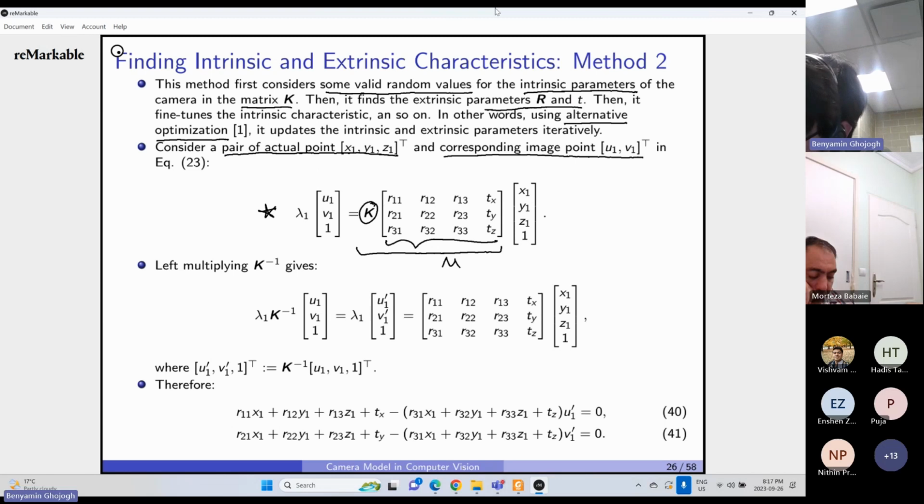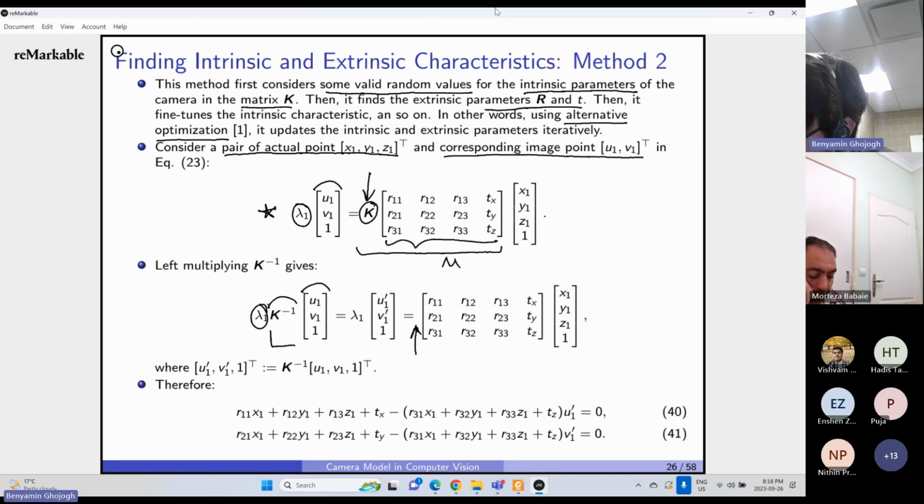Here, what do we do now? So this K is a pain in the neck. In order to get rid of that, left multiply both sides by K inverse, because we know K inverse K becomes identity, so it goes away. So here it goes away, but I will have lambda 1 K inverse times this vector.